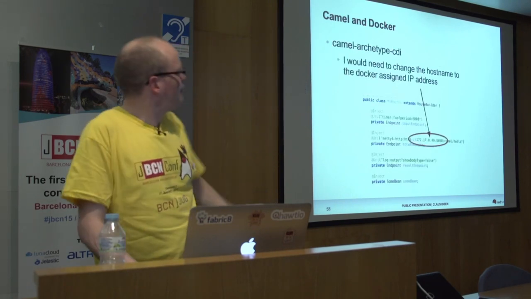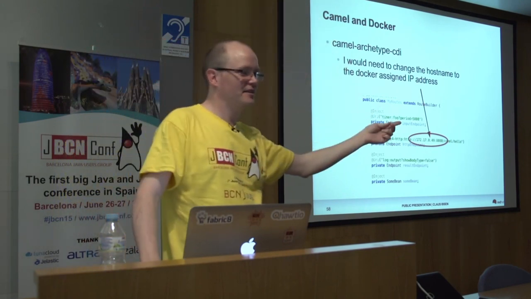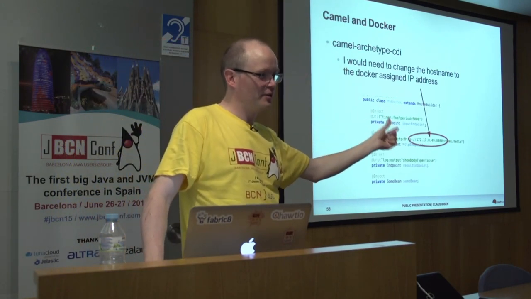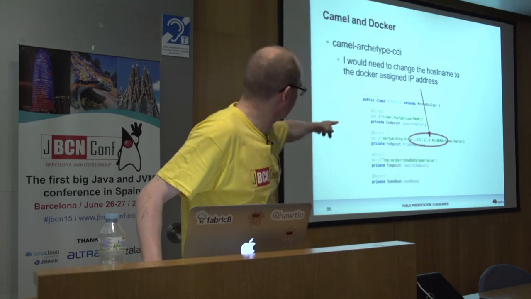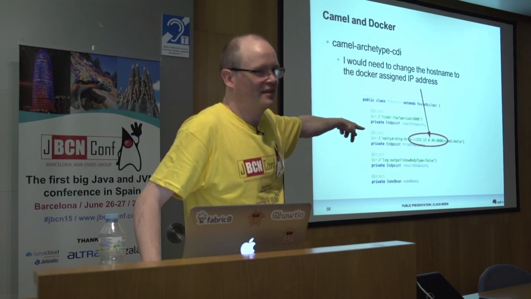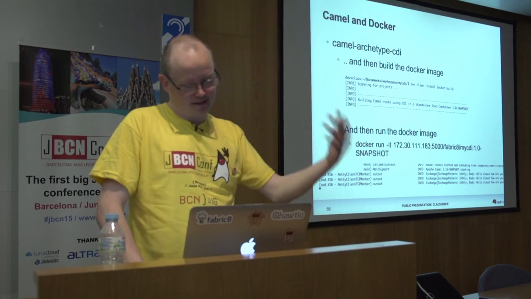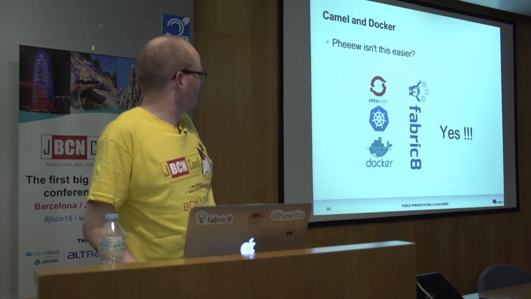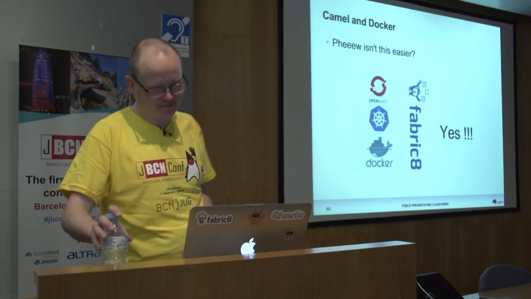Yay! But that was the server side, the Tomcat. On the client side, the CDI one, it was using localhost, but that's not the correct address anymore. So we need to change the code to that IP address. We do that, and then we can build the two images and run them, and they work. But again, isn't there something easier to do?